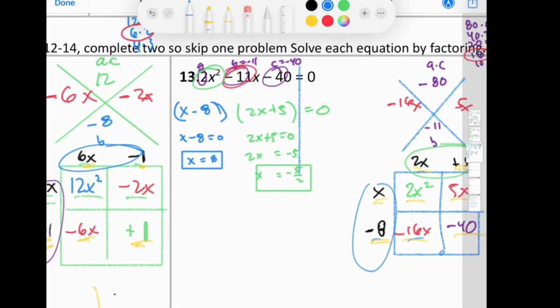Let's double check our answer. 2 times 8 squared minus 11 times 8 minus 40. 2 times 8 squared is 64 minus 11 times 8 is 88 minus 40. 64 times 2 is 128 minus 88 is 40, and 40 minus 40 equals 0.